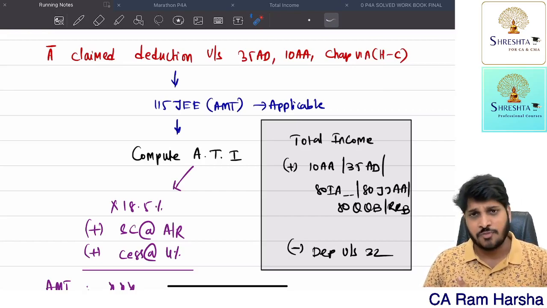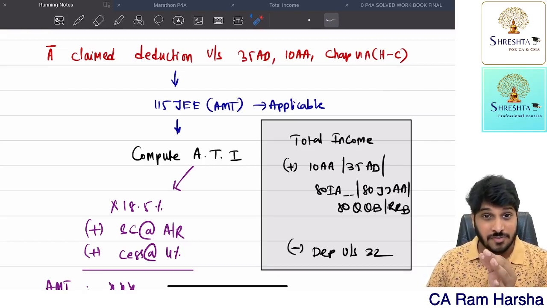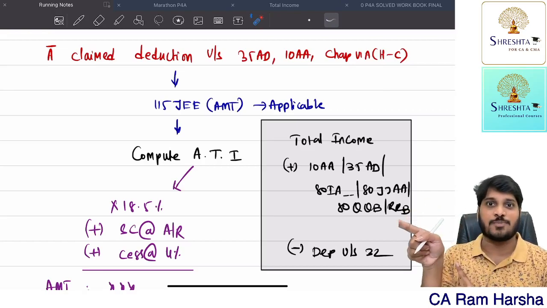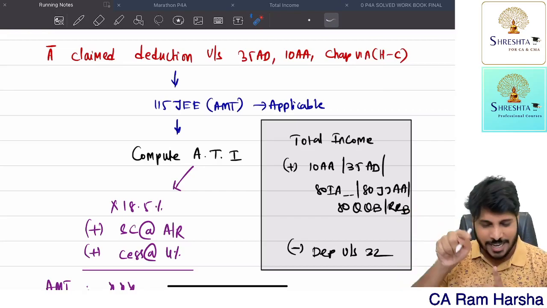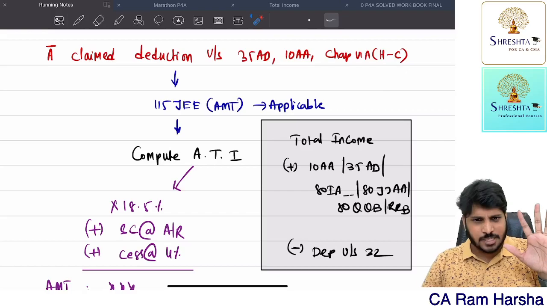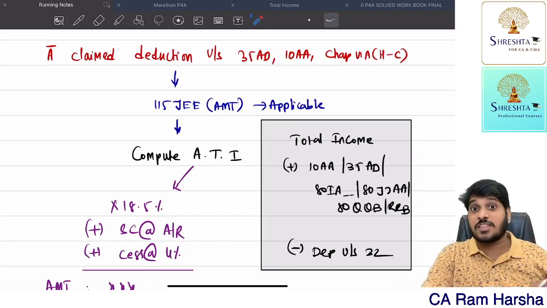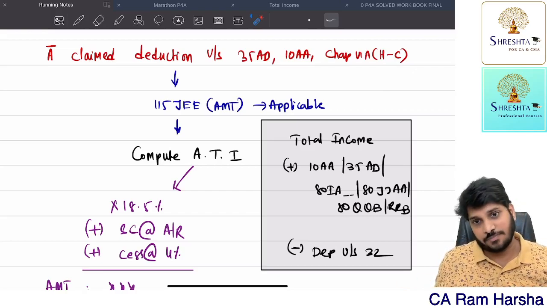Next 5 years, 50% of the export profit. Third set of 5 years, 11th to 15th year, 50% of the export profit, subject to creation of a reinvestment reserve. Whereas for the first 5 years, 100%, and another 5 years, 50% of the export profit, here you can claim the deduction without any condition of creation of reserve.